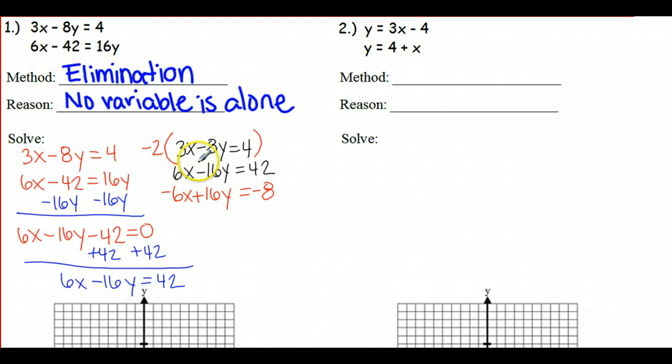So let's see. 6x minus 6x goes away. Oh, but our y's also go away. So we get 0 equals 42 minus 8, that would be 38. Does 0 equal 38? No, it does not. So in this example, there is no solution.